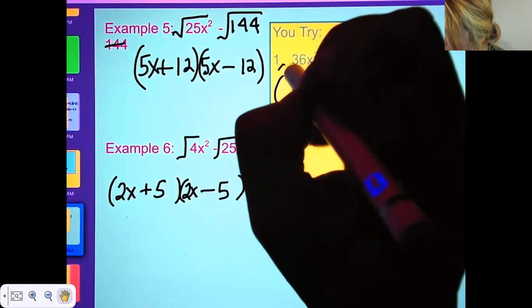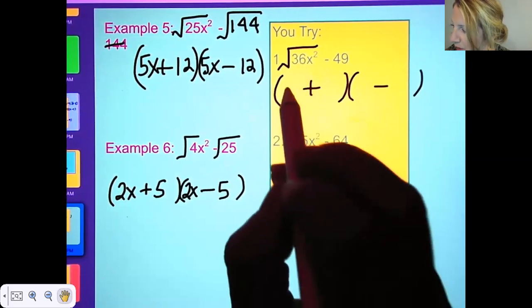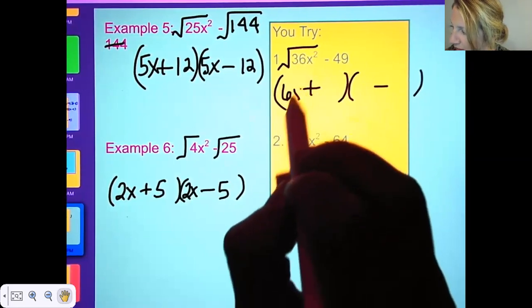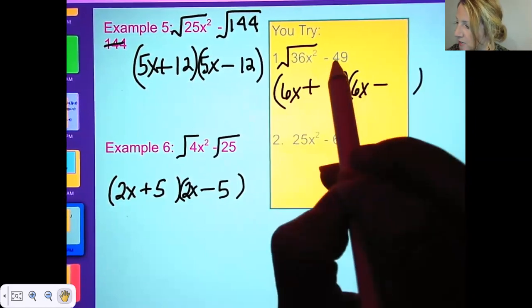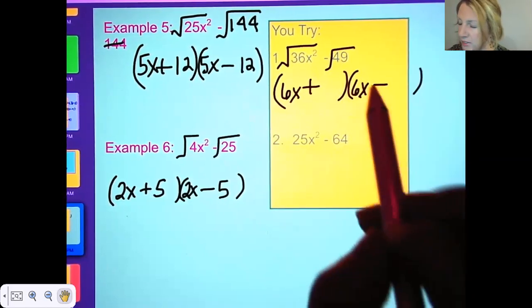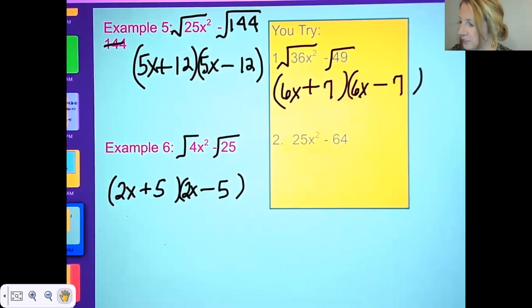And again, you're just taking the square root of the first term, the square root of 36x squared. So that's a 6x. So what produced that product was we multiplied this 6x times 6x. And then the 49, the square root of 49 is 7. So we multiplied a positive 7 times a negative 7. And that produced that negative 49.